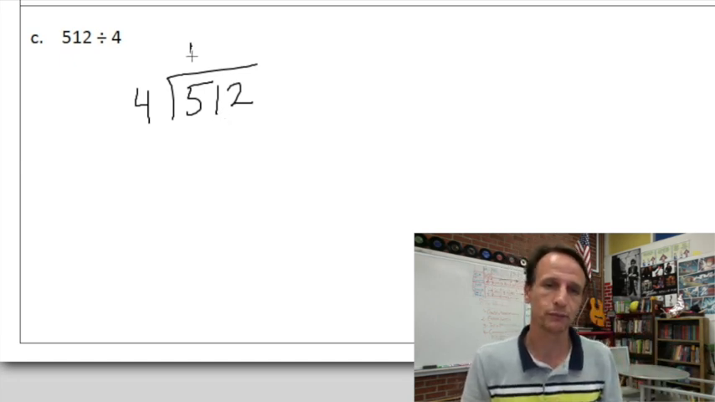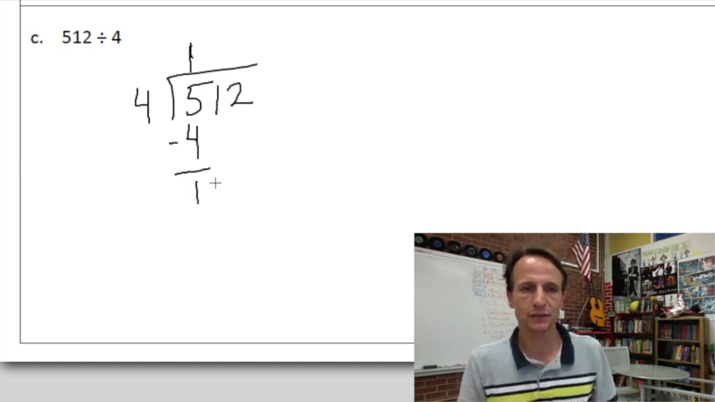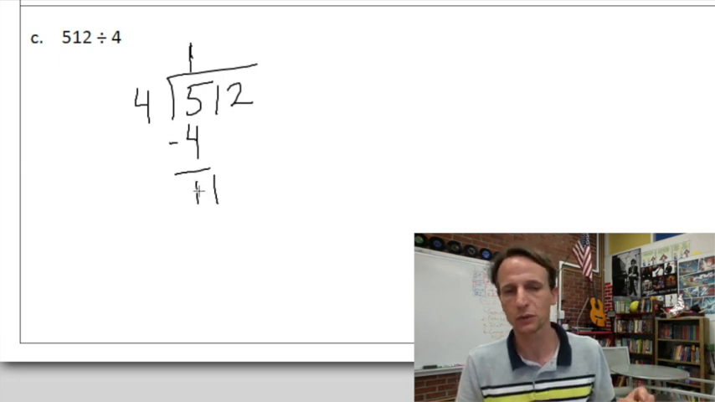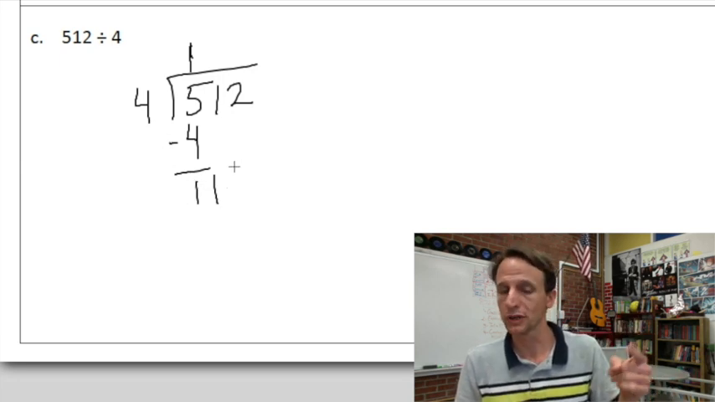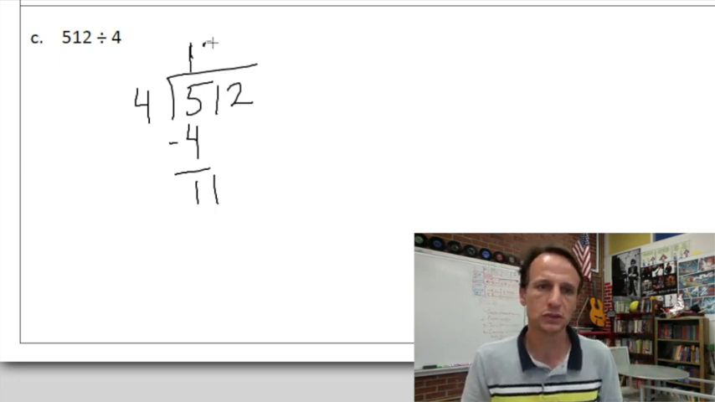Yes, there's 1. Because 1 times 4 is 4. We subtract and are left with 1. And now we can divide this 1 in the tens place. So we're looking at 11 tens. How many 4s in 11? 4, 8. Okay, we can't go to 12, so there's just 2.